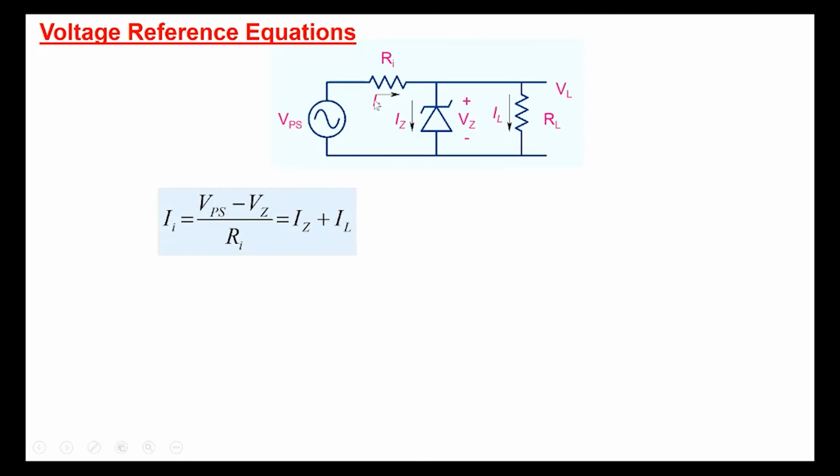So if we look at this particular current here, the current that is flowing through this input resistance here, this is equal to VPS minus VZ. So this value is VZ here. So VPS minus VZ by Ri. So that's the current that is flowing here. And this current is equal to the Zener current plus the load current, IZ plus IL. So that's the fundamental equation. The current that is coming in from the source divides between the Zener diode and the load here. So that's the equation here. We can rewrite this particular equation in this form here: IZ equal to VPS minus VZ by Ri minus IL here.